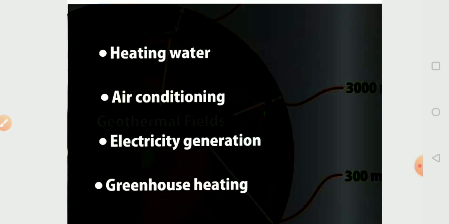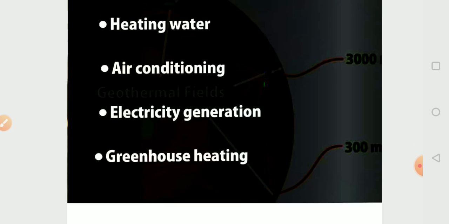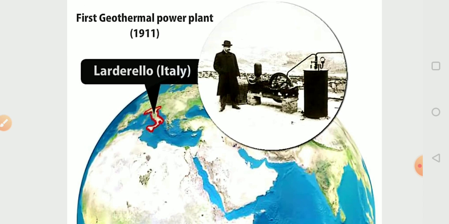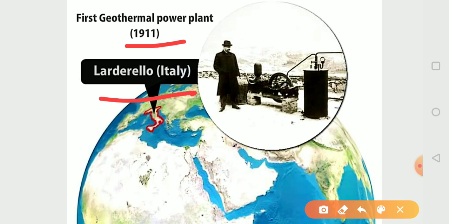Geothermal energy is used for heating water, air conditioning, electricity generation and greenhouse heating. The world's first geothermal power plant was built in the year 1911 and it is in Larderello in Italy.